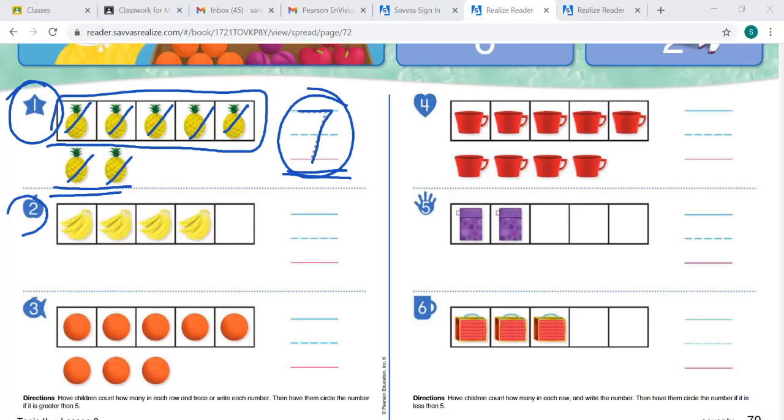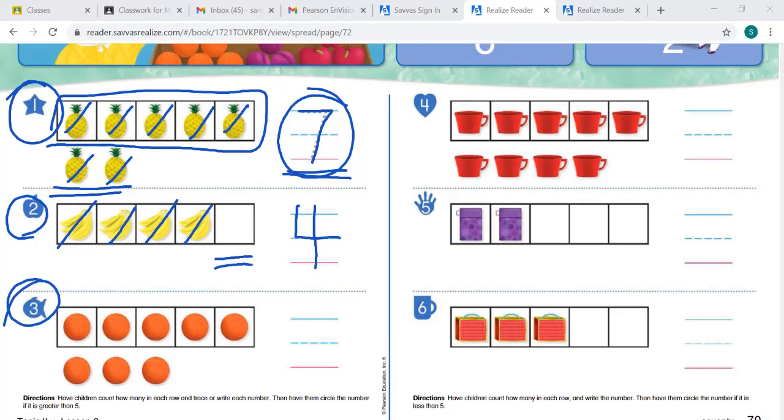All right, we're on number 2 now. Let's count the bananas. 1, 2, 3, 4. Is 4 greater than 5? Let's write down 4. No, it's not. We have 1 square empty. So we did not fill our 5 frame. 4 is less than 5.